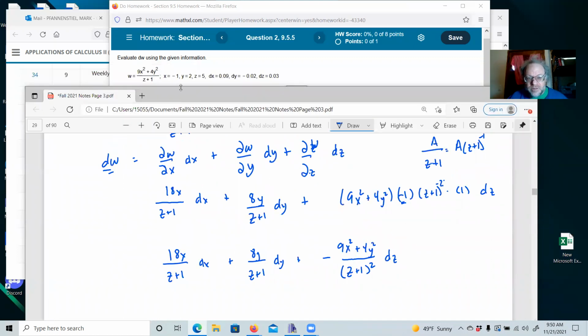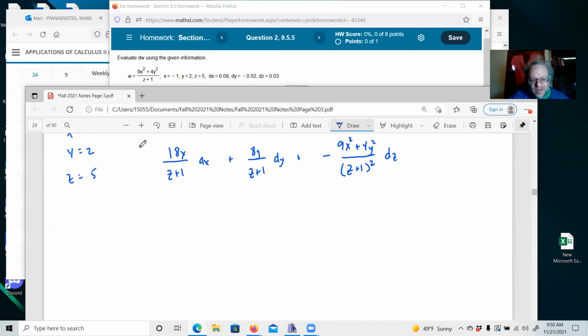We're going to say x was -1. Just write that off to the side. y was 2, z was 5, and then we have dx equal to 0.09, dy equals -0.02, and dz is equal to 0.03.